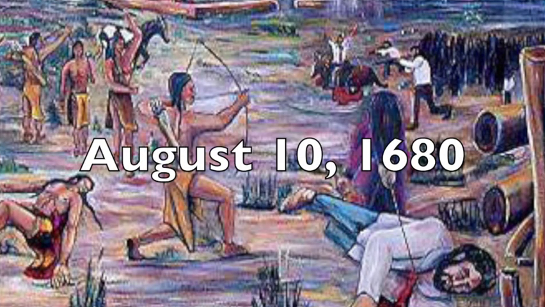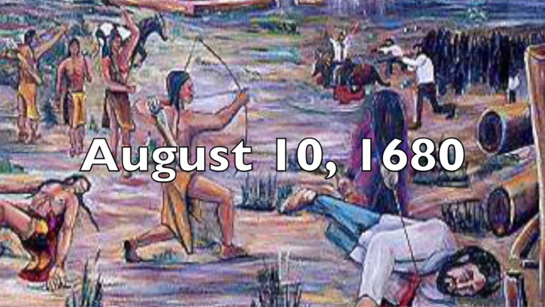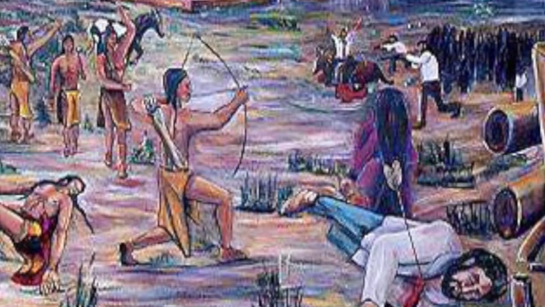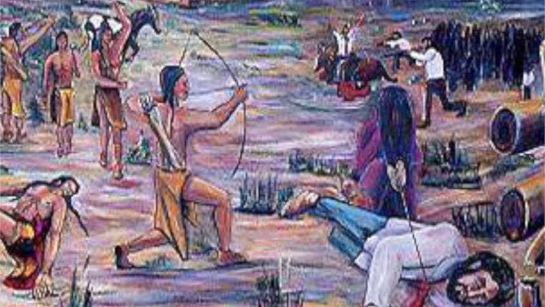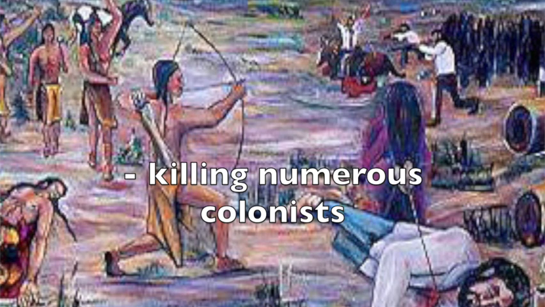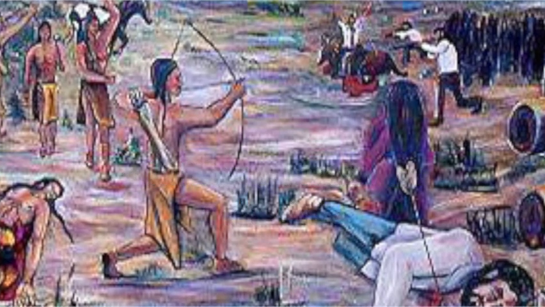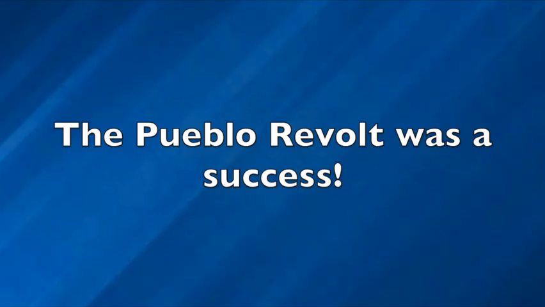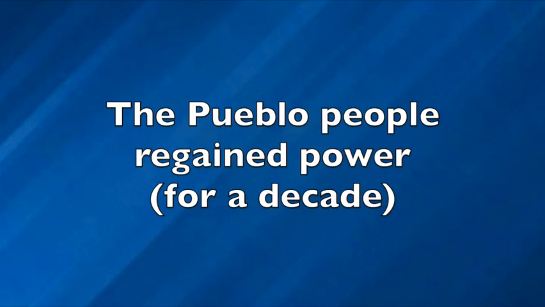On August 10, 1680, after months of secret planning, the Pueblo fighters launched a coordinated attack on Spanish settlements and missions, killing numerous colonists and driving the survivors out of the region. The Pueblo Revolt actually succeeded in driving the Spanish out of what is now New Mexico for nearly a decade, during which time the Pueblo people regained control of their lands and revived their traditional religious practices and cultural customs.